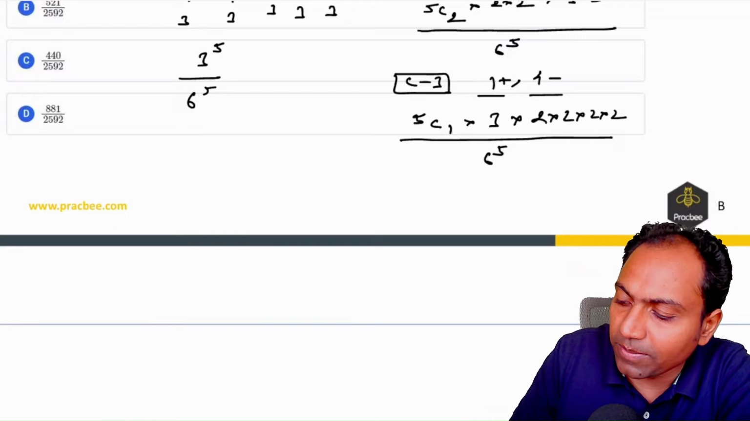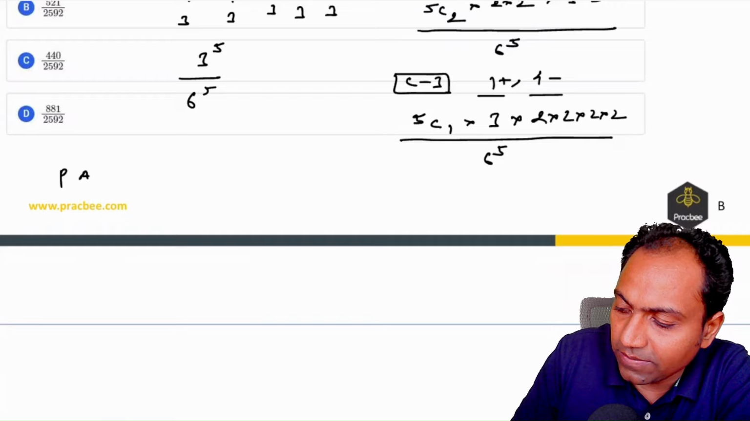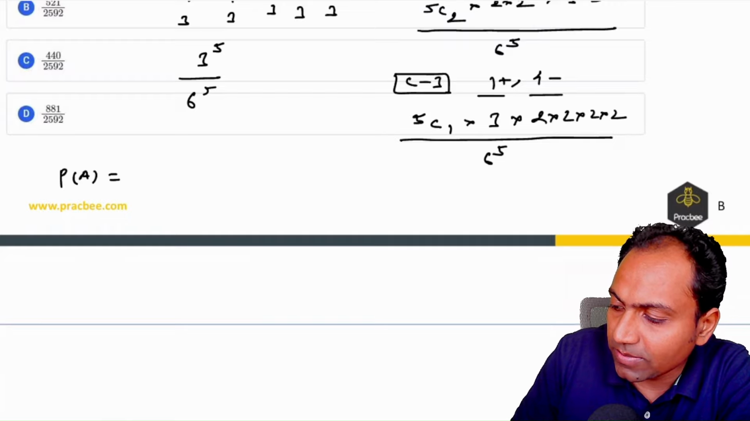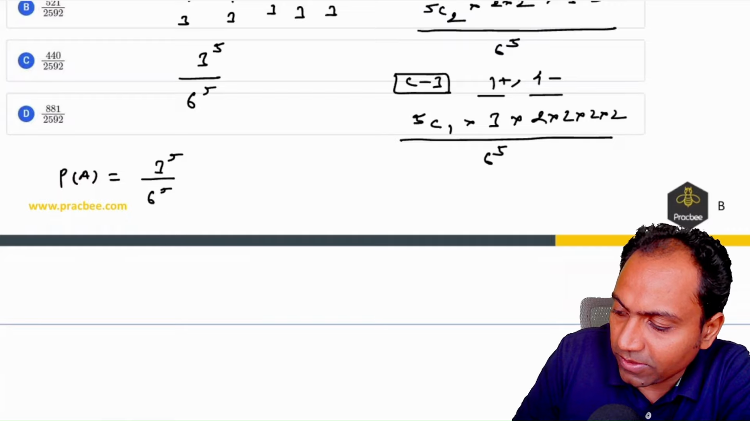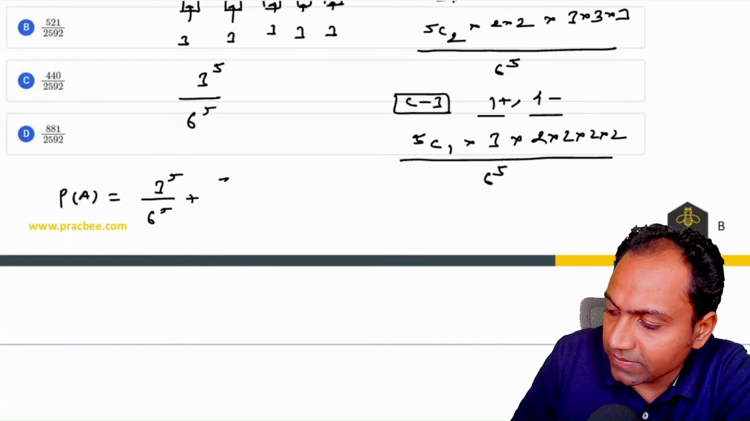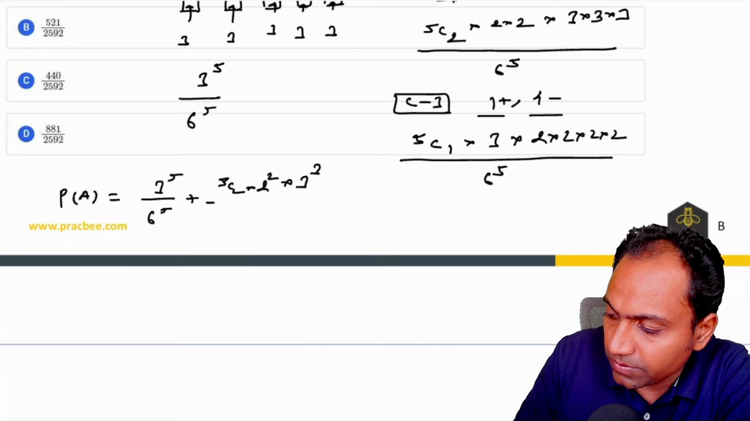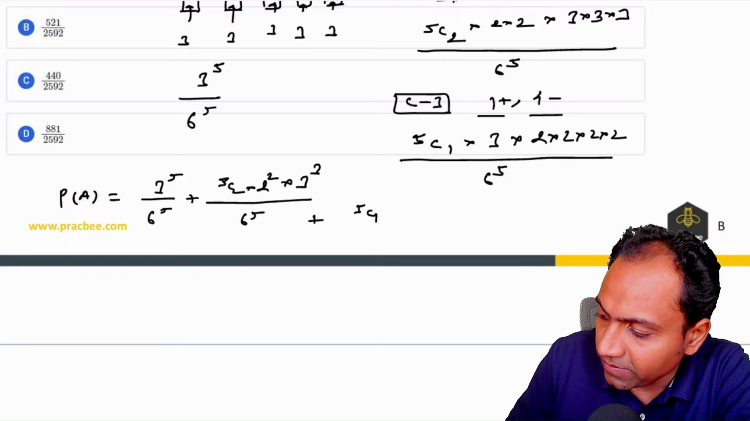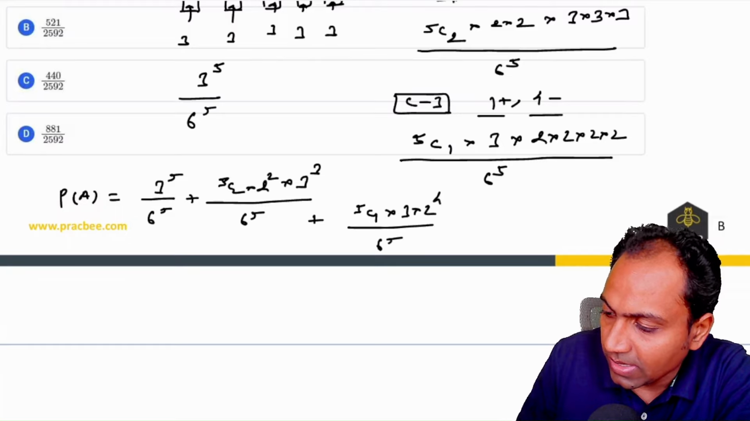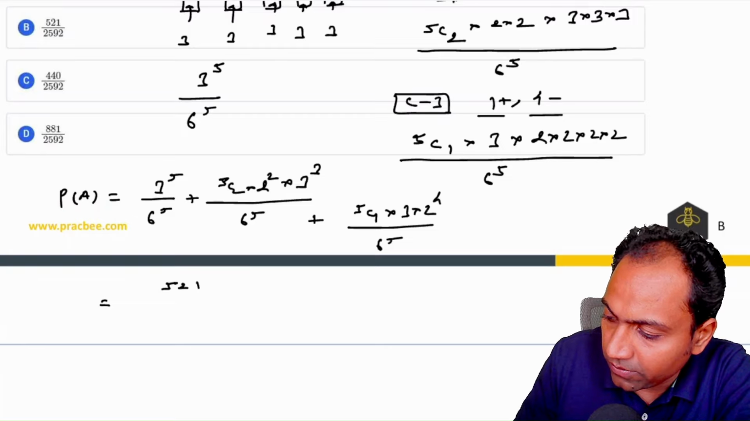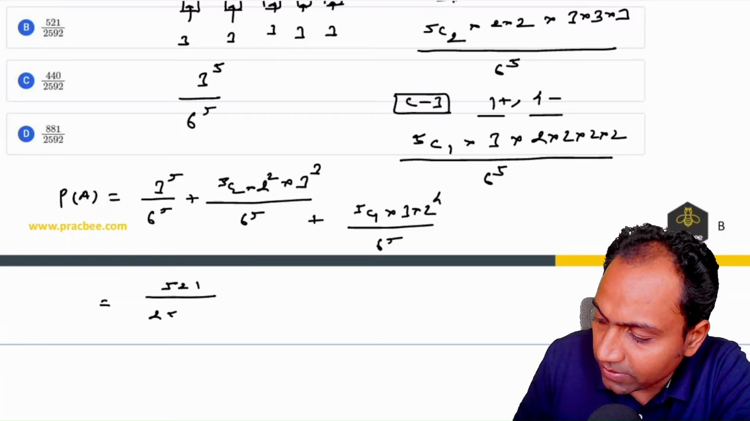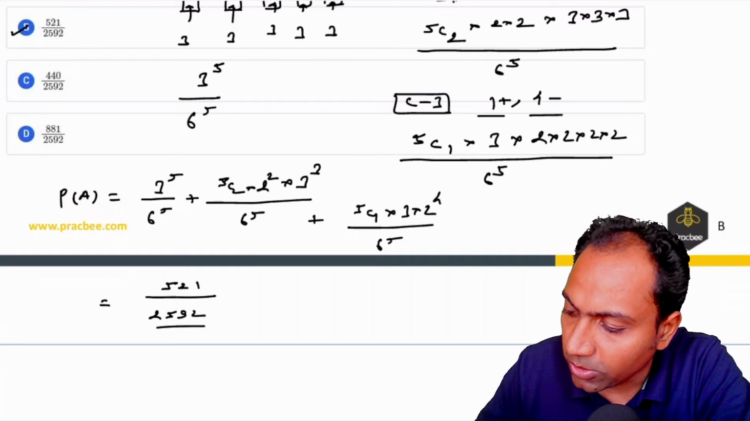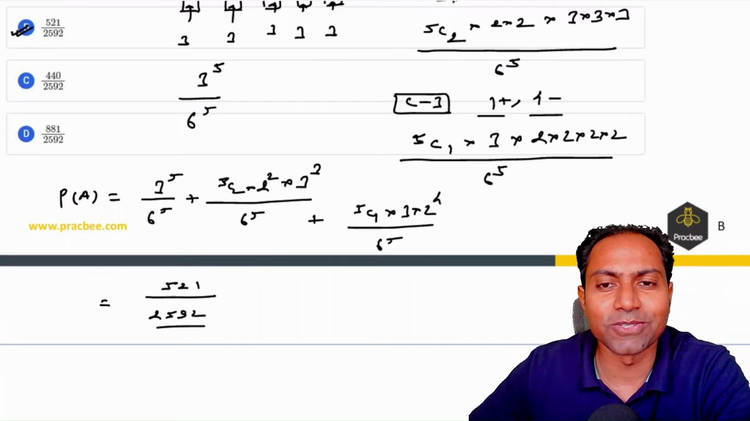In order to get my final probability of this event A, my answer would be nothing but the sum of these individual probabilities. So 3 raised to the power 5 by 6 raised to the power 5, plus 5C2 into 2 square into 3 cube by 6 raised to the power 5. And the last part is nothing but 5C1 into 3 into 2 raised to the power 4 by 6 raised to the power 5. If I add this up, it comes out to be 521 by 2592. That is nothing but option B. So quite a simple question based on the method of cases.